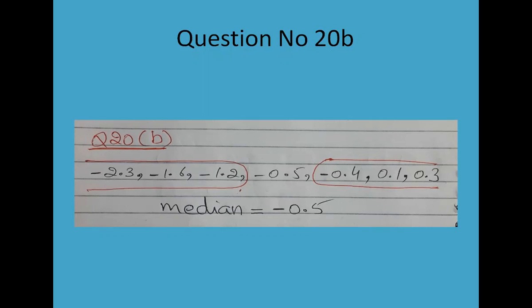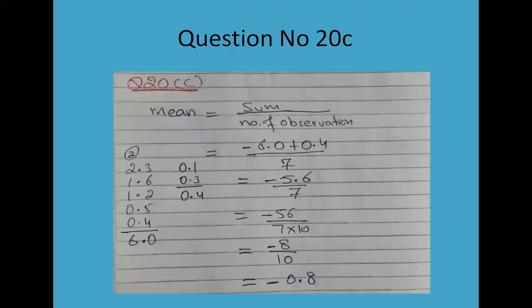So their question was median. So on both the sides, we will leave equal numbers, and whatever is left in the middle, that is your median. So if you leave 3 numbers at the start and 3 numbers at the end, in the middle, you will be left with minus 0.5. So the median is minus 0.5.